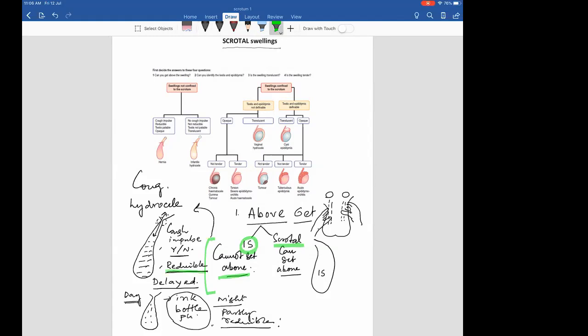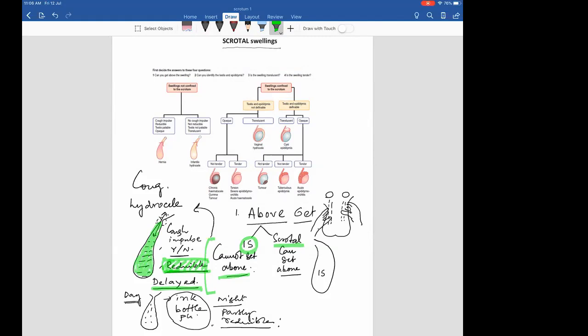Things are not so easy or not so straightforward. In the night, it does decrease in size. But remember, I will use the word delayed reducible. What makes the point very important is this sac is brilliantly transilluminant. So I will mark it with a color now.